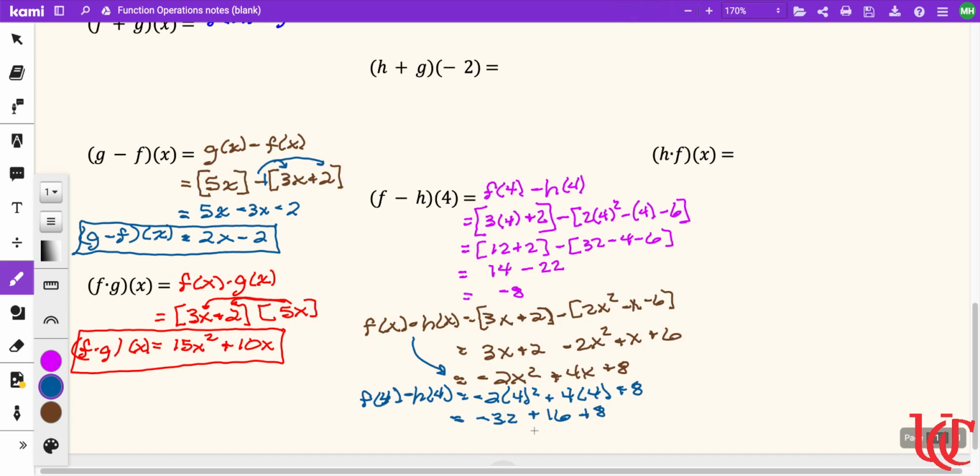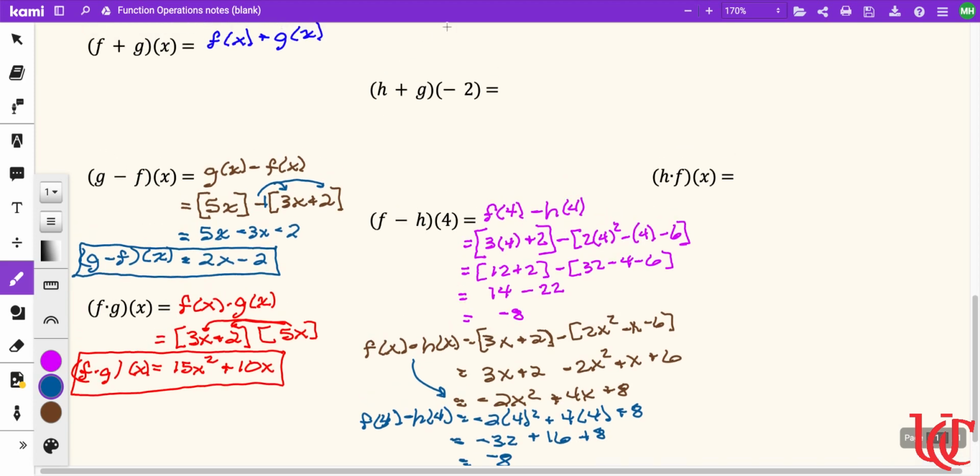Negative 32 plus 16 is negative 16. Plus 8 is going to give me just the negative 8. So I get the same answer both ways. It's a matter of which way makes more sense for you. The plugging in sometimes makes it a little bit less work because you're working with numbers, as long as they give you a number and not a variable to plug in. So we're going to keep this a little bit on the shorter side.